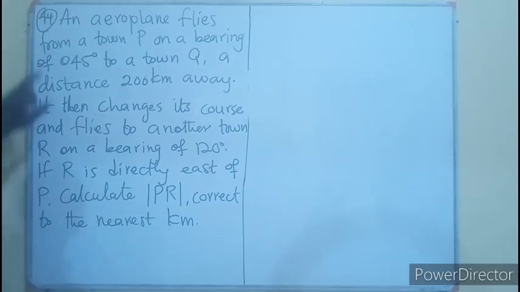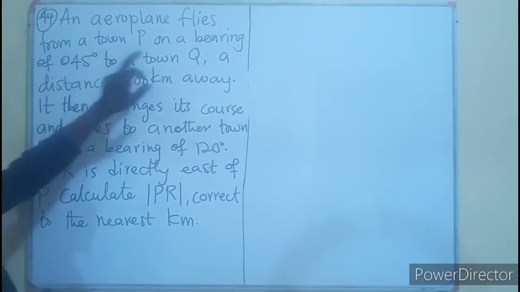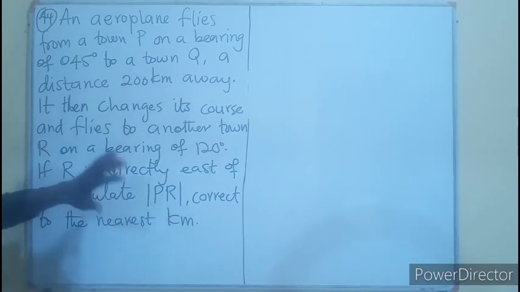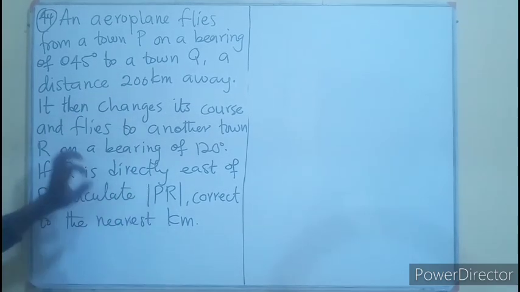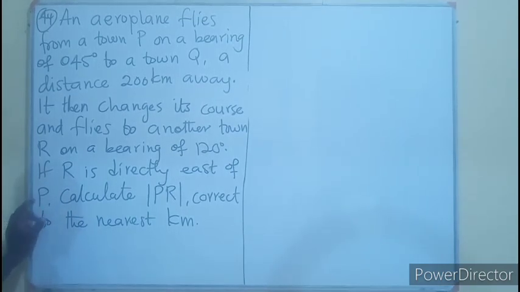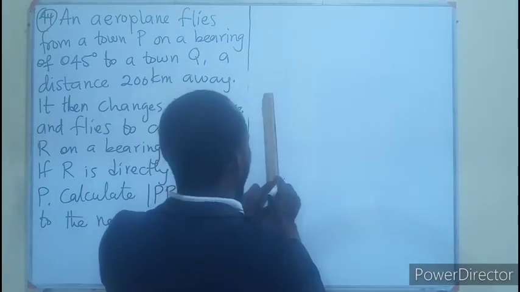Question 44. An aeroplane flies from a town P on a bearing of 45 degrees to a town Q, a distance of 200 kilometers away. It then changes its course and flies to another town R on a bearing of 120 degrees. If R is directly east of the point P, calculate the length of PR correct to the nearest whole number. That's the nearest kilometer. So let's just say we begin our journey from here.